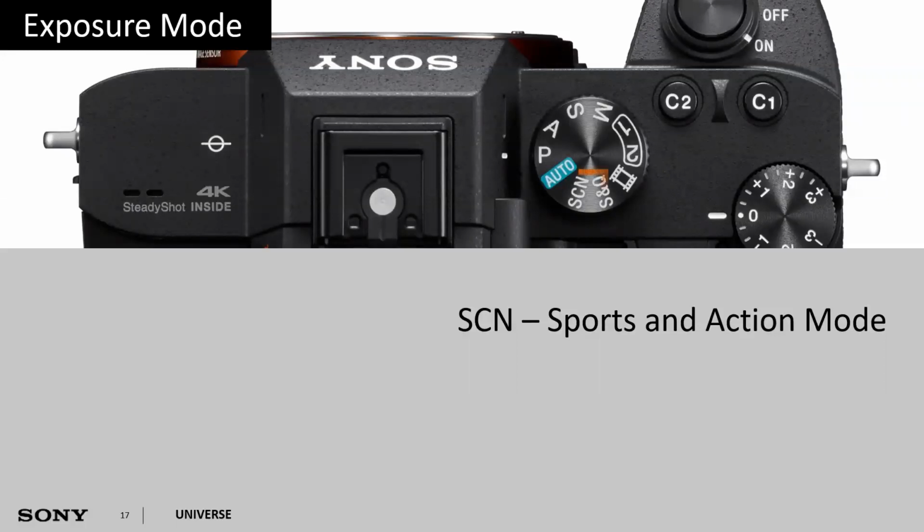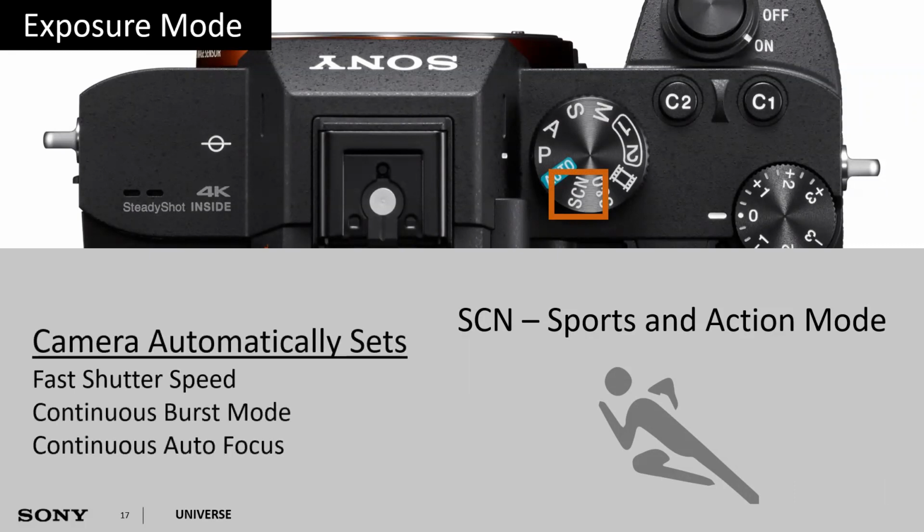If you've never used the camera before, if it's fresh out of the box, the easiest way to set it up is going into the scene modes and setting the sports and action mode. This does a few things for you. It's going to give you the fastest shutter speed possible, so it's easier to freeze action. We're also going to put the camera into a continuous burst mode, so as you're holding down the shutter button, it's going to keep taking photos. And then the autofocus system will be set up to continuous, so that as the subject is moving near or far, the camera will readjust focus for you.